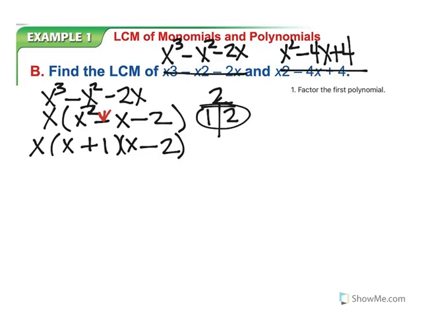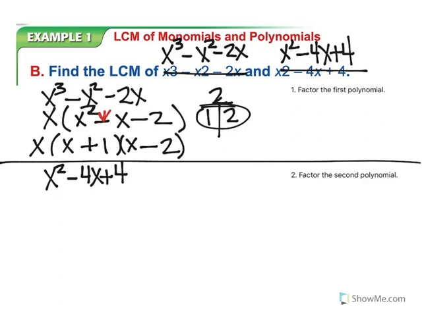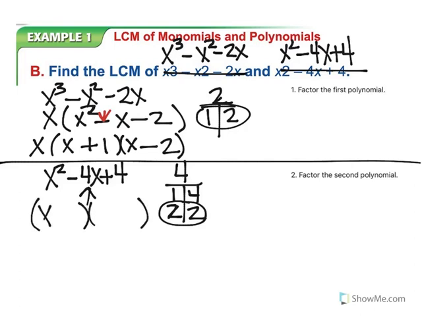The second step is to factor the second polynomial. Alright, so we have 4 is our magic number. We have 1 and 4 are our factors, and then 2 and 2. 2 and 2 will manipulate to get us our middle number of 4. So we have our parentheses, x, 2, 2.